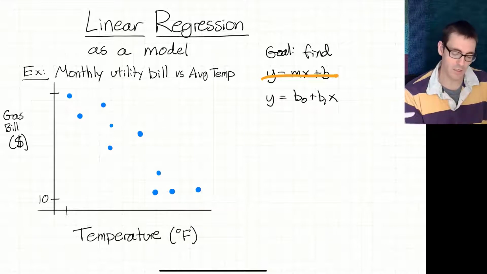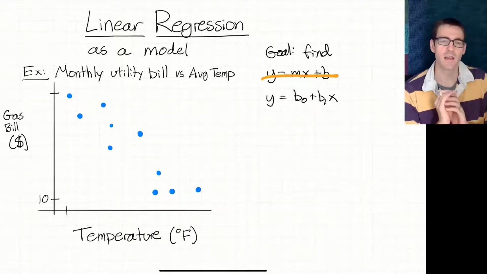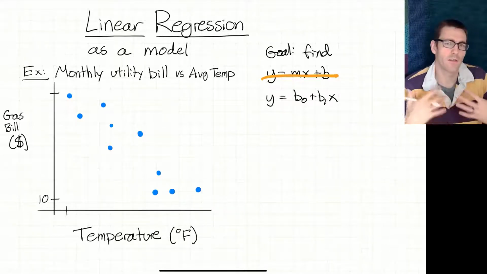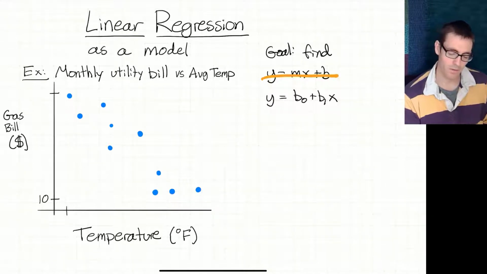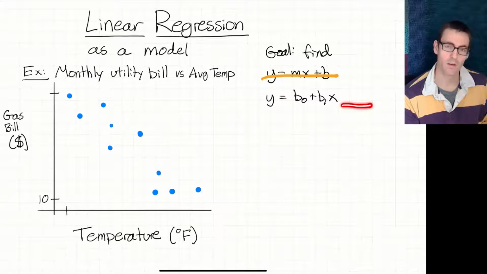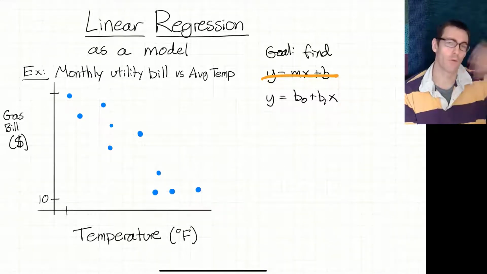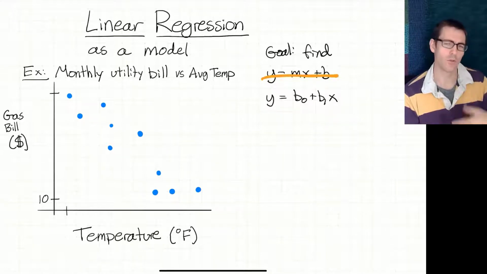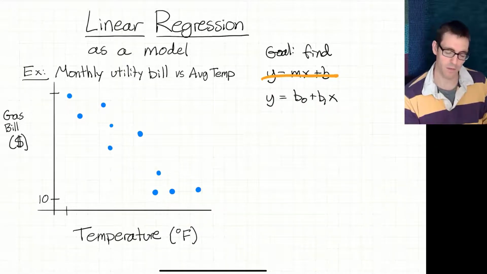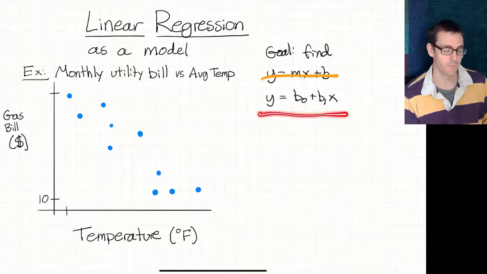And changing these to b's is just the convention that we're going to use, because at some point we might want to add more explanatory variables. And rather than having to go through the alphabet and use M, N, O, P, and a bunch of different letters, we're just going to start using subscripts. But the idea is the same. We're looking for an equation of a line.